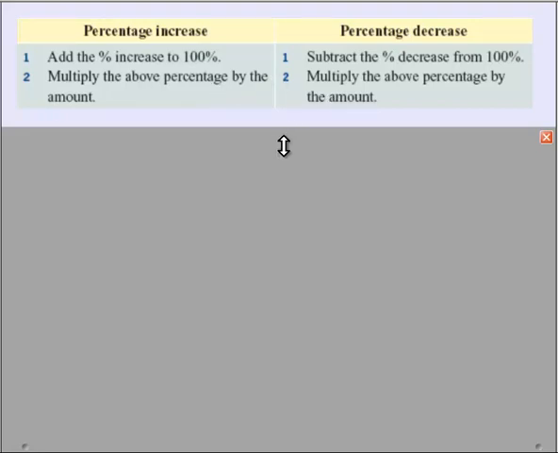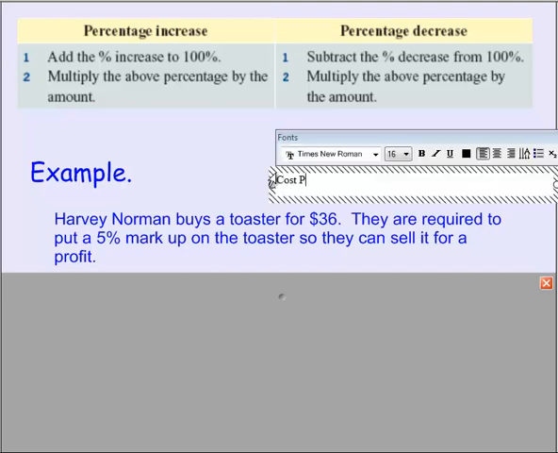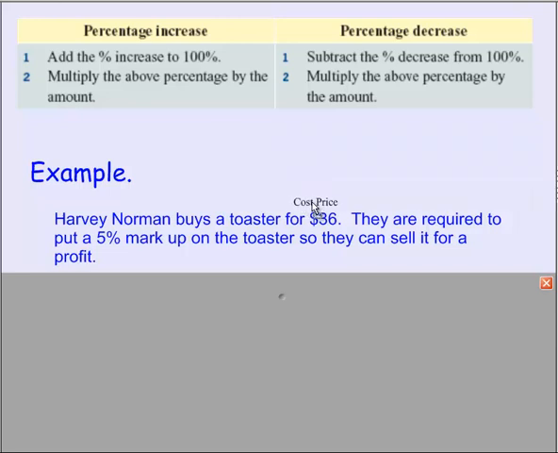I've put the extract up top so we can keep referring to it, but let's have a look here. Harvey Norman, they buy a toaster for $36, and they need to put at least a 5% markup on the toaster so they can sell it for a profit. So the cost price of the item is $36, and we're going to use the term cost price. So cost price is talking about the original $36, and they're required to put a 5% markup on it so they can sell it for a profit, which means the sale price is going to be the $36 plus the 5%.